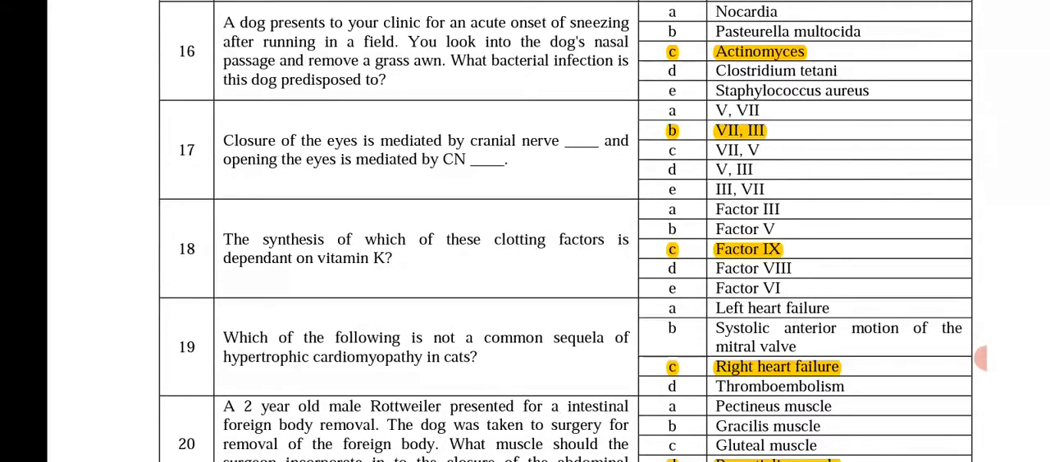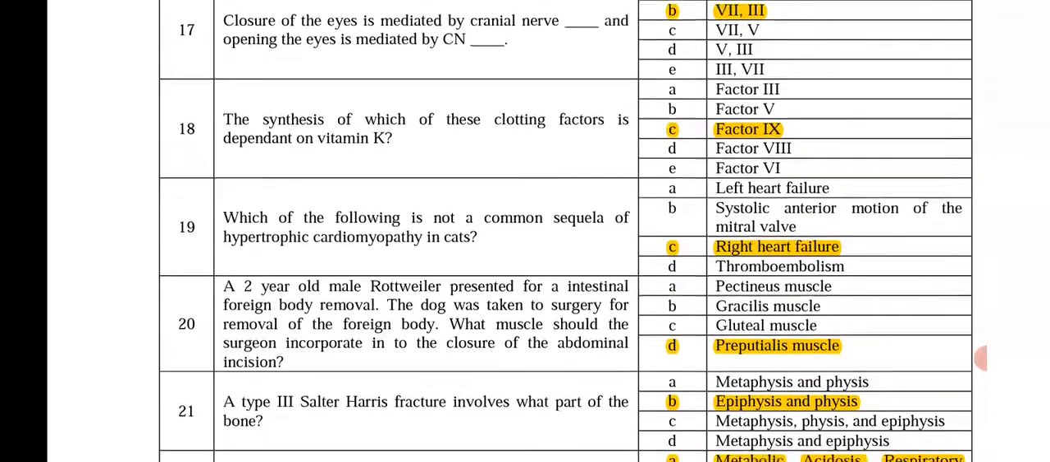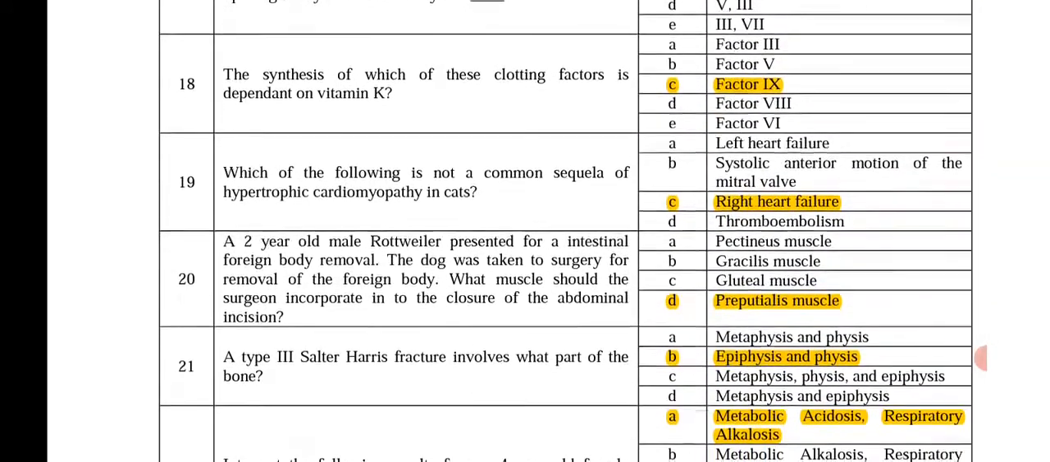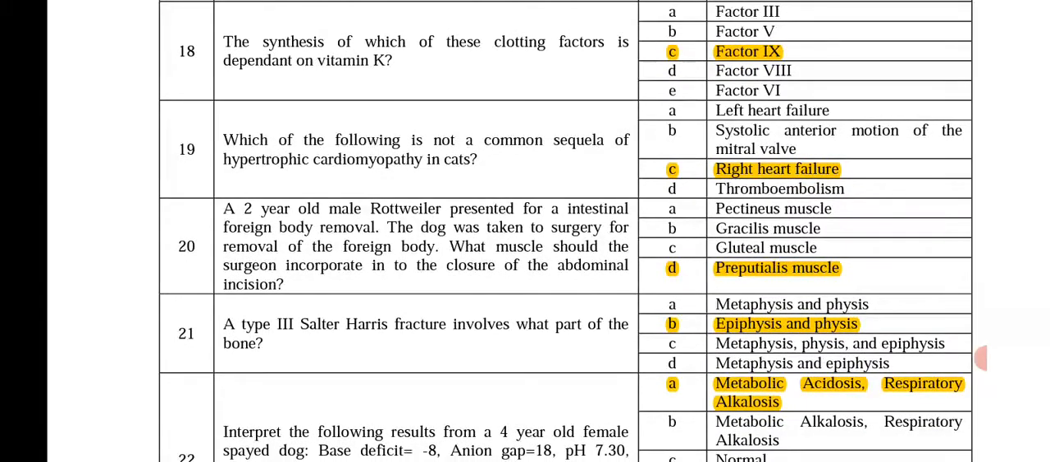Which of the following is not common sequelae of hypertrophic cardiomyopathy in cats? Right heart failure. A 2-year male Rottweiler presented for intestinal foreign body removal. The dog was taken to surgery for removal of the foreign body. What muscle should the surgeon incorporate into the closure of abdominal incision? Preputialis muscle. A type 2 Salter-Harris fracture involves what part of the bone?